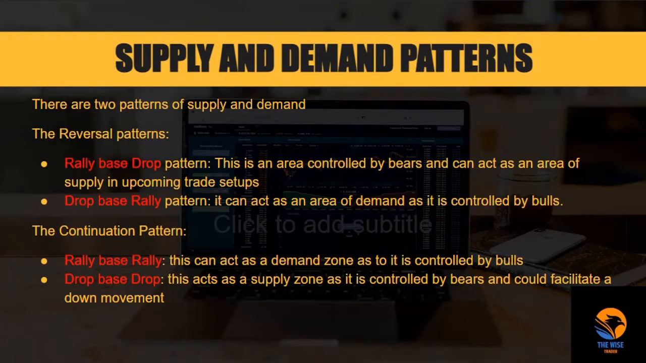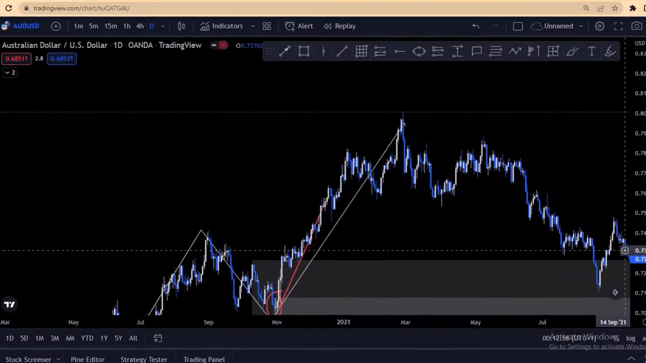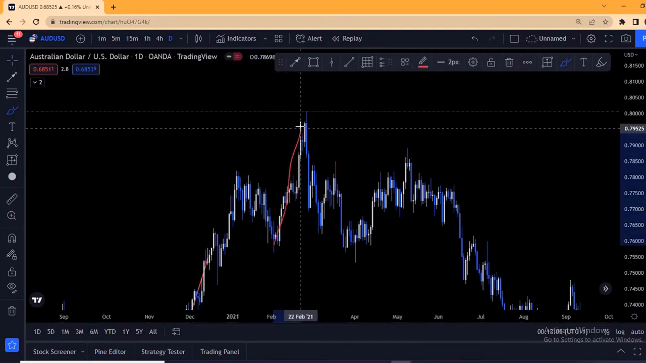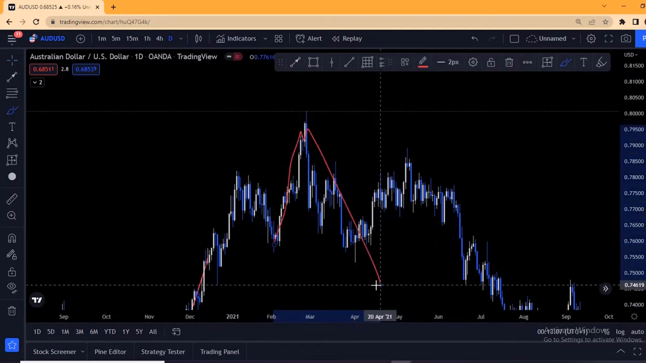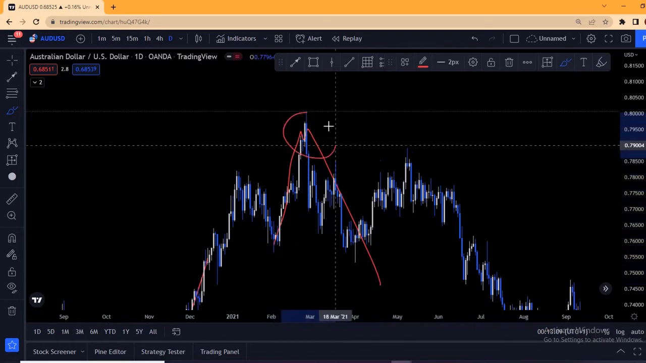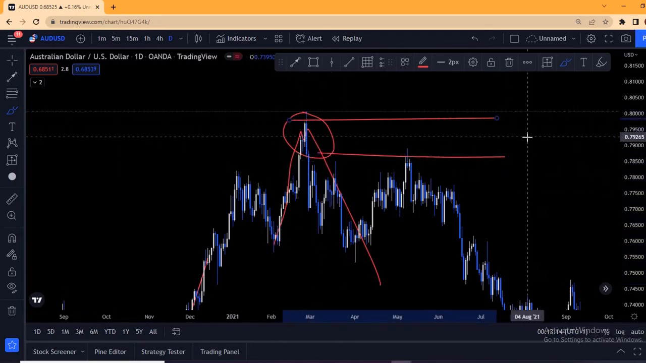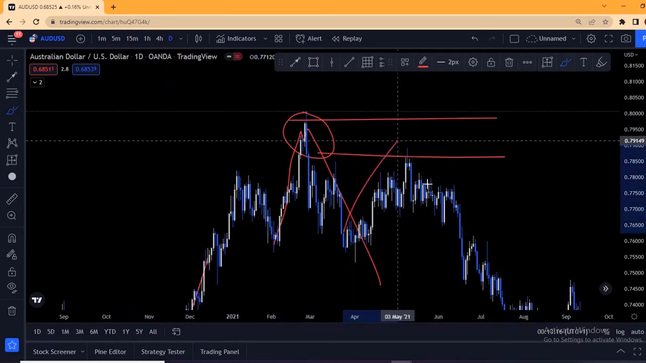There are two patterns of supply and demand. Under the reversal pattern, we have the rally base drop pattern, and this is an area controlled by bears and it can act as an area of supply in the upcoming trade setup. When the market rallies up, creates this rally, then creates a base, then drops down. This base can act as an area of supply for the market to come back into and sell.